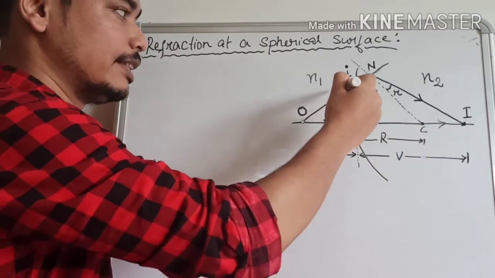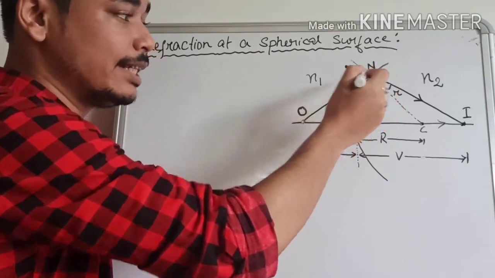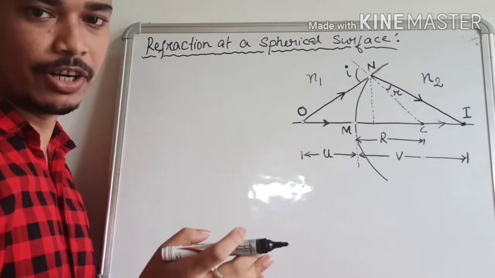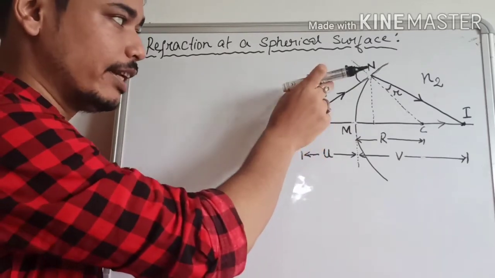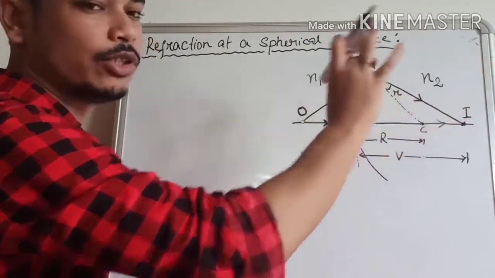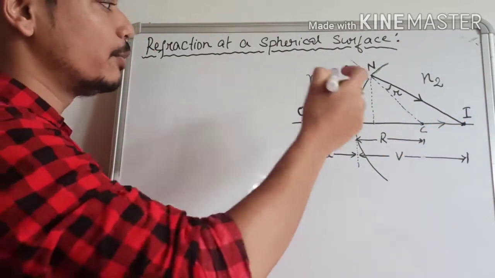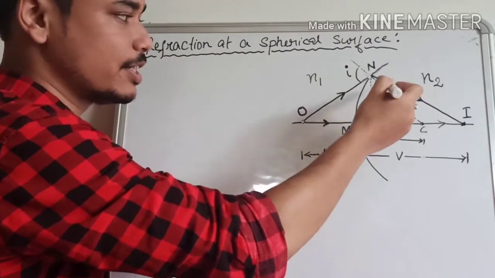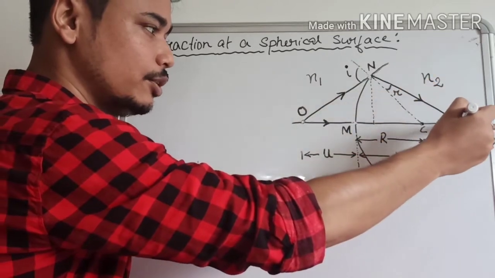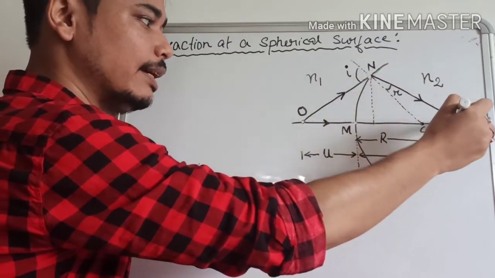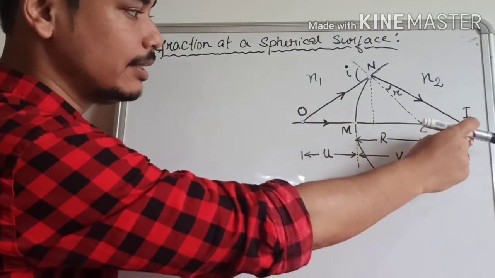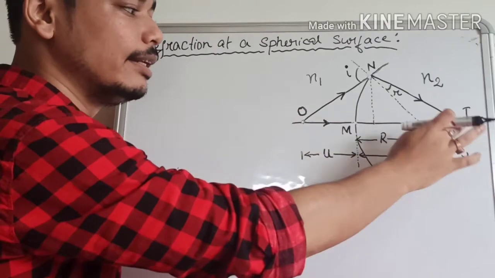Now this ray is striking the surface at this point. After striking the surface, it will undergo refraction because the refractive index of the first medium is n1 and the refractive index of the second medium is different, that is n2. So this ray will suffer refraction at this point. After refraction, it goes and meets the first ray at this point. So what will happen? We will get an image I of the object at this point.